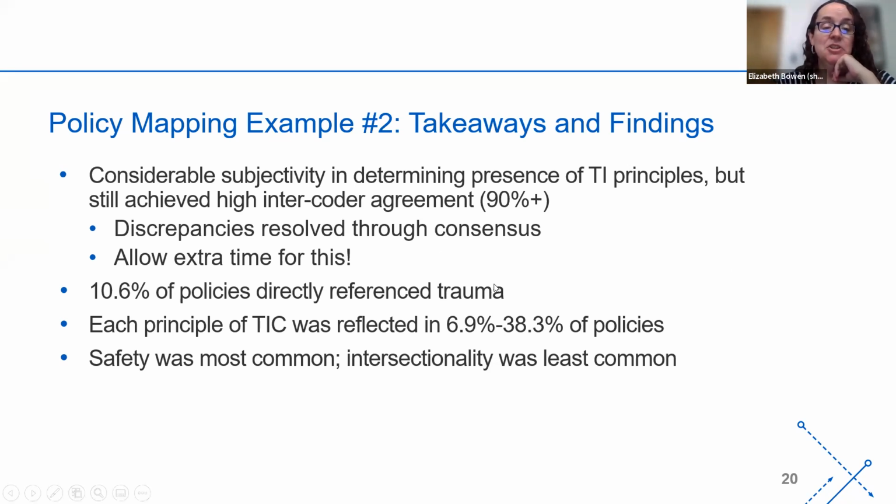A couple of the findings, just briefly: we found 10% or so of the policies directly reference trauma. And in terms of those 6 principles, each of them was reflected in between 7 to 38% of the policies. We found safety was the one that came up the most often, and intersectionality, the last one I mentioned, was the least common. So to me, that also shows some big gaps. I think there could be a long way to go to make this policy response more trauma informed.